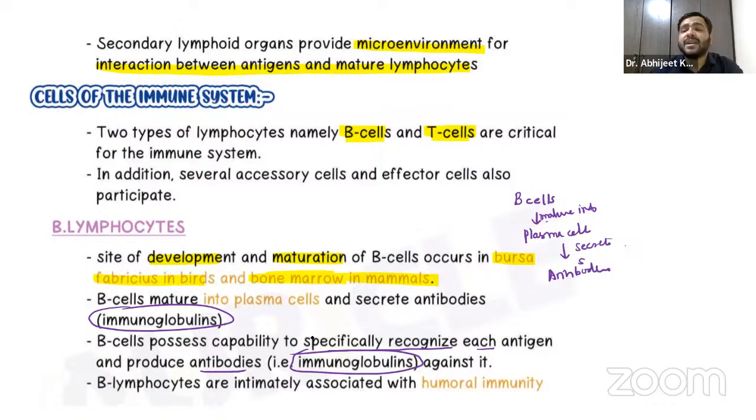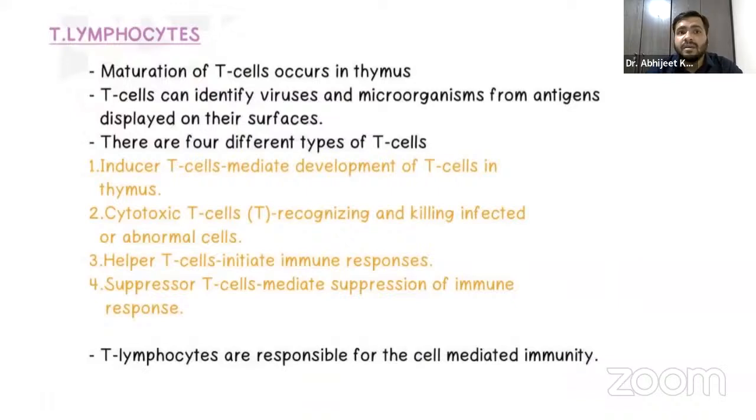Whenever any foreign particle, that is any antigen, enters the body, what will happen, guys? These B cells have the capability to recognize this antigen and to produce a specific antibody against it. So remember, guys, they are associated with which immunity? The humoral immunity.